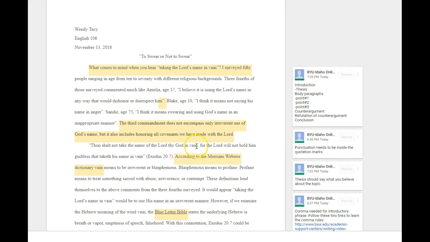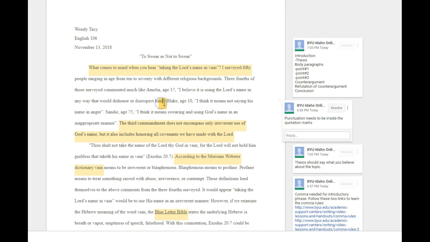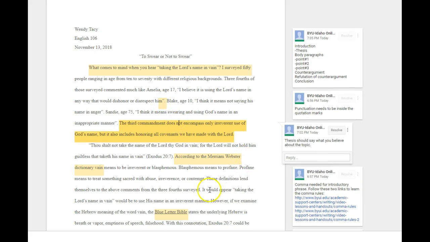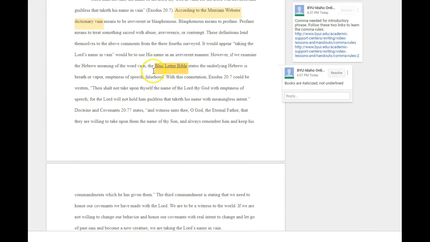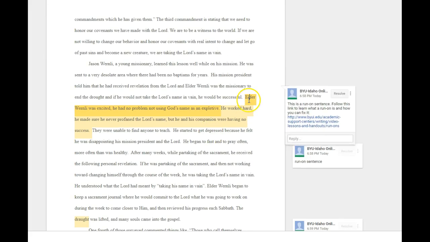The rest of these are just sentence structure. Make sure that the period goes inside the quotation marks always, except if there's a citation reference, then that would go on the end of the citation, but there's no citation reference, so it should go in the quotation marks. This is for a comma. You can watch these videos and they talk about the comma rules. Books are italicized and not underlined.